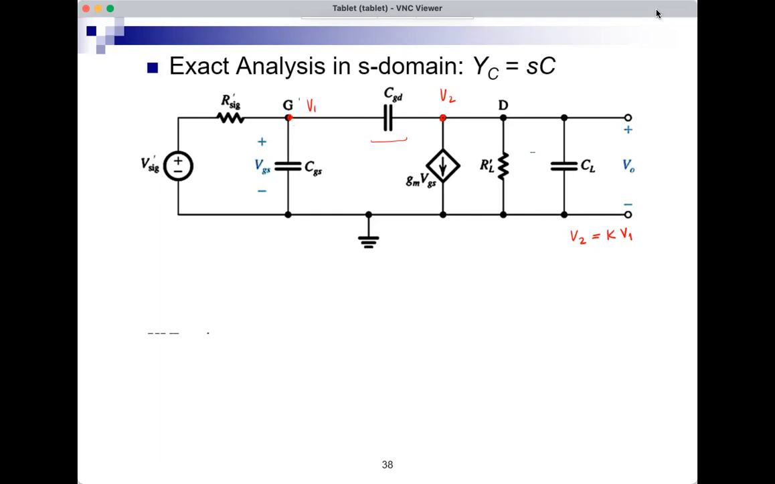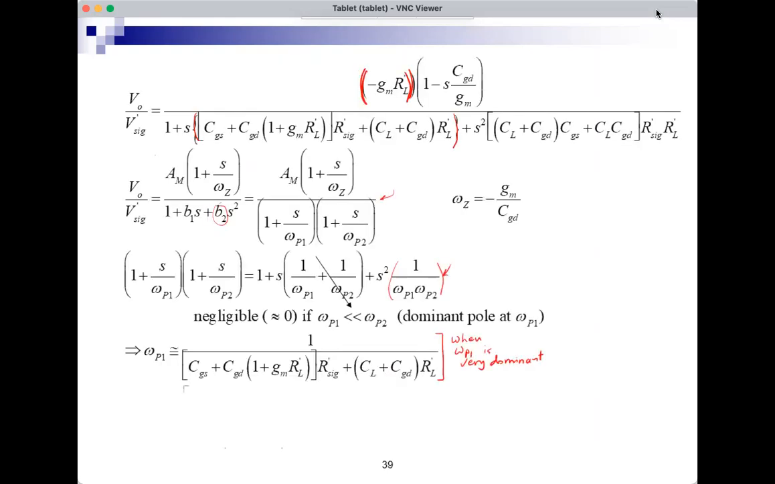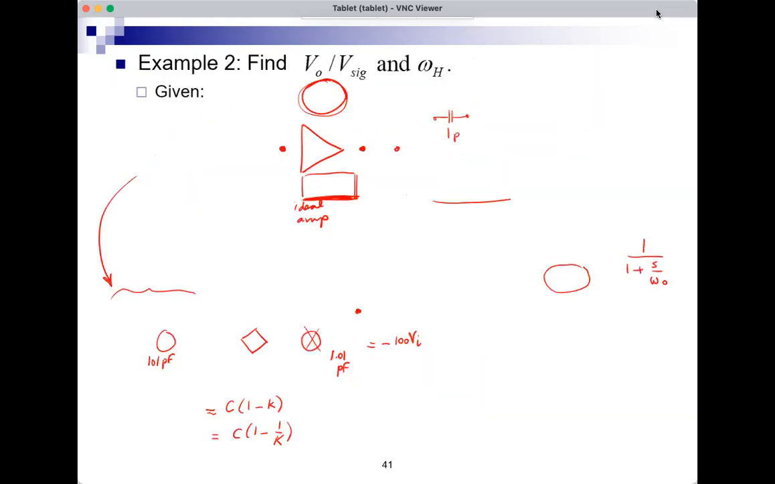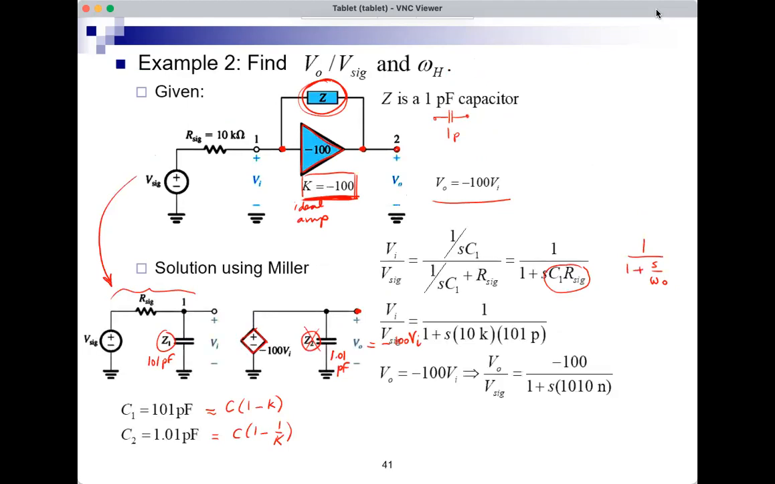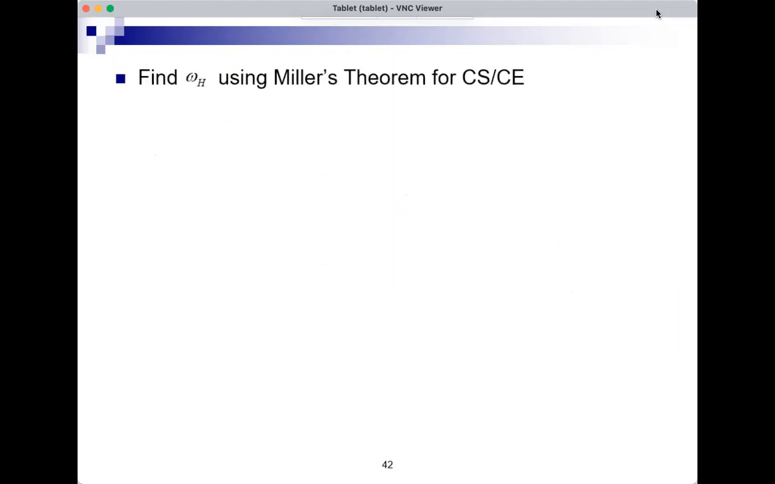So what does this mean? Maybe we cannot apply Miller's theorem here. And yeah, that's the case. We cannot apply Miller's theorem here. So fine, let's go back. So, can't.